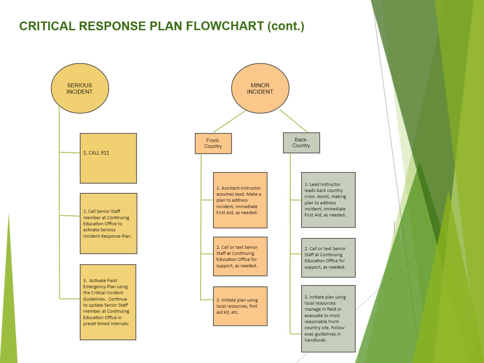First, you must assess the situation and determine if it is a serious incident or a minor incident. For a serious incident, the first thing you do is call 911. Next, you call the senior staff member at the Continuing Education office who will activate the Serious Incident Response Plan. A minor incident falls under two categories of protocols based on your location: front country or back country. Please take a moment to review the information in this flowchart. Click Next when you are ready to take a quiz.